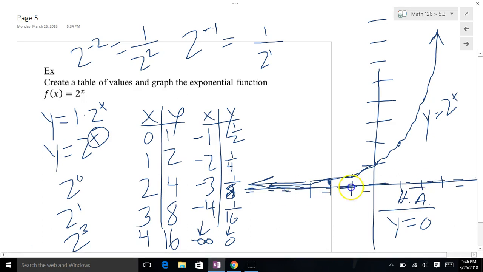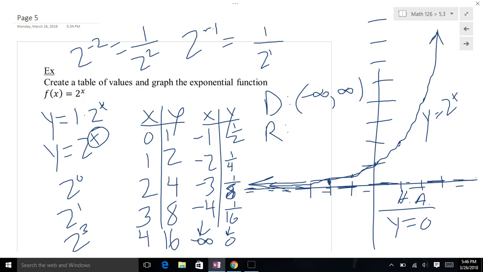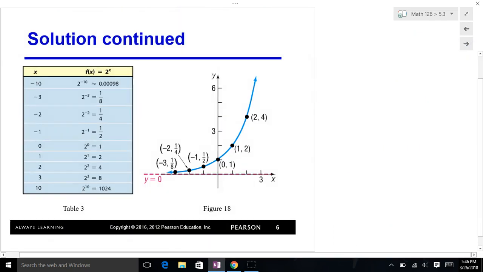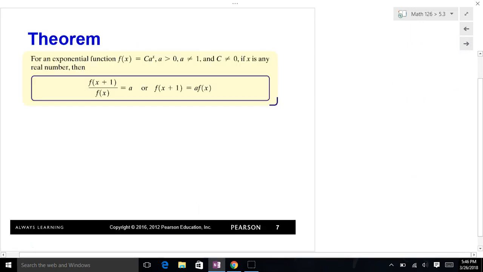So in this case, you're not going to cross that horizontal asymptote, y equals 0. Your domain here is all real numbers, so negative infinity to positive infinity. Your range is simply above that horizontal asymptote, so from 0, not touching 0, to positive infinity. There's a little nicer look at that. That's your horizontal asymptote there in red. So how do you tell if you have an exponential function from, let's say, a table of values?